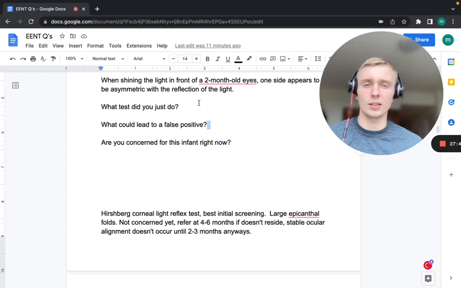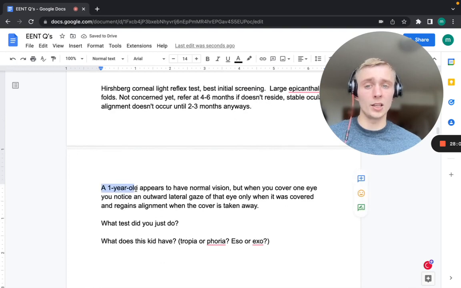You're not concerned yet for this infant because they're only 2 months old, and you refer at 4 to 6 months if it doesn't resolve. And stable ocular alignment doesn't even occur until 2 to 3 months anyways. So it's good that you're screening, but it doesn't really mean as much yet.